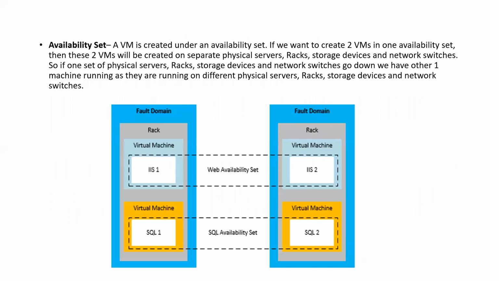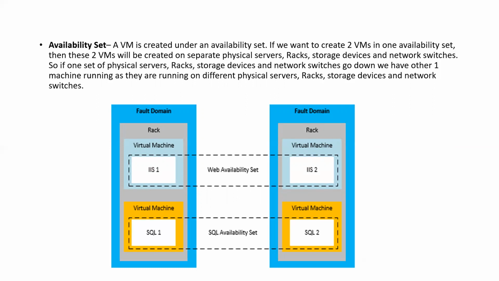Let's talk about availability sets. So in this picture, we can see that we have two IIS servers. Now we have two fault domains. Fault domain is nothing but a rack of servers. So if I create a virtual machine and I go for availability set and I go for two instances, then Azure is going to make sure that there are two machines created on two different racks. So that if one rack fails or any of the components of the rack fails, for example, storage device or network switch or the entire physical server, then we have a second machine running on the other rack or the fault domain.